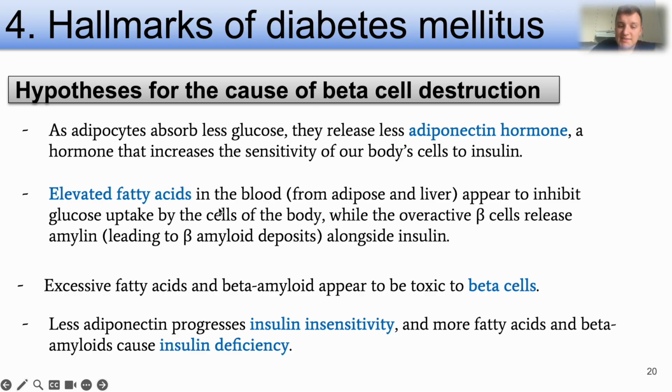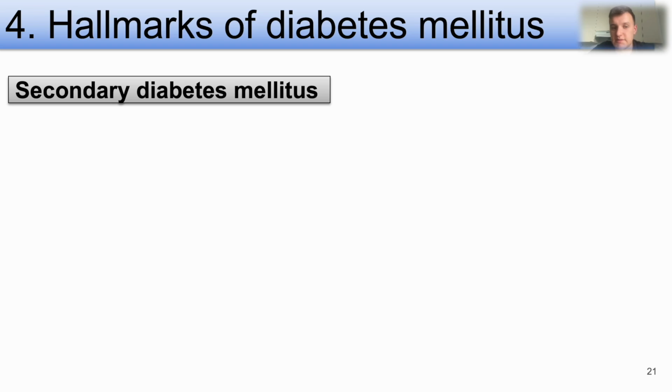And elevated fatty acids in the blood, from adipose and liver, appear to be inhibiting the glucose uptake by the cells of the body, while the overactive beta cells release amylin, leading to beta amyloid deposits alongside this insulin. Excessive fatty acids and beta amyloid appear to be toxic to those beta cells. Then less adiponectin progresses insulin insensitivity, and more of those fatty acids and beta amyloids cause that insulin deficiency. This is just a little hypothesis.